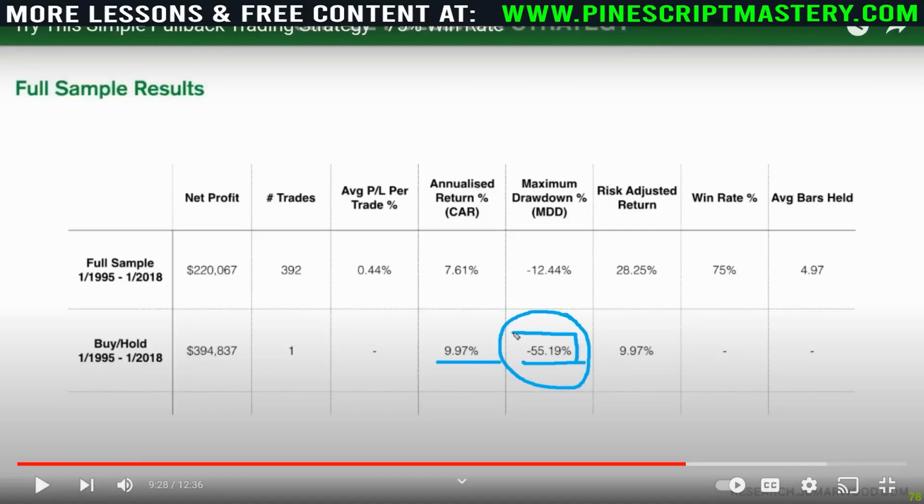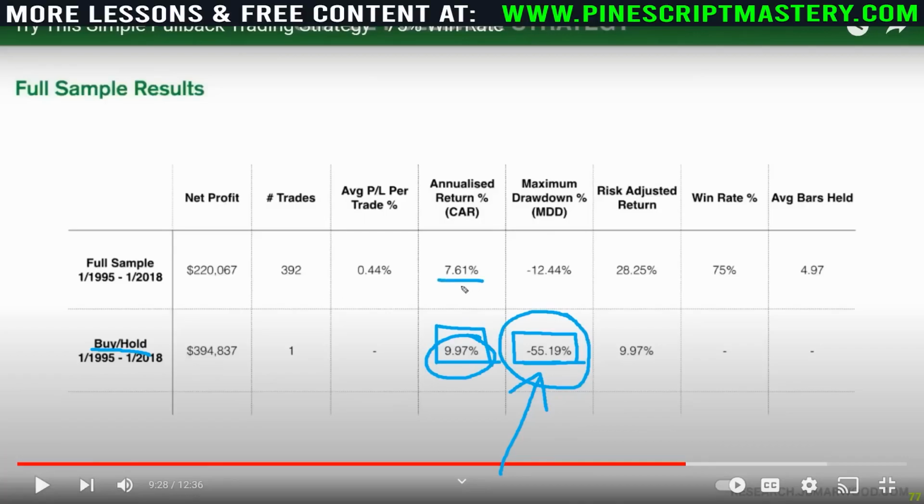But this would make a lot of investors uncomfortable, and I'm sure a lot of traders and investors would sell as you near that max drawdown, and then that will affect your annual return negatively. And so there's a lot of psychological reasons why buy and hold is not a good strategy, despite the fact that it does have a 10% return on average per year.